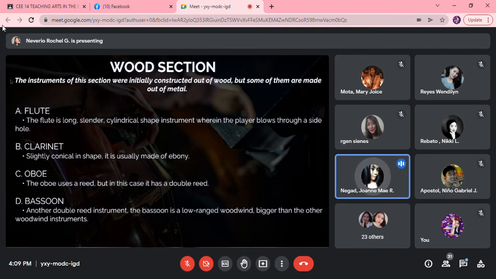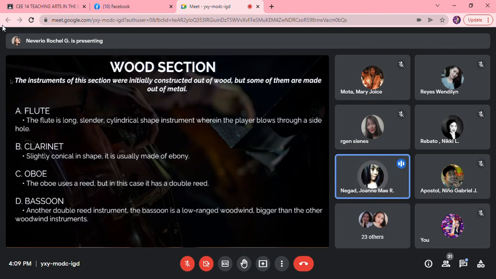So, the flute is a long, slender, cylindrical shaped instrument wherein the player blows through a side hole. So, marami naman sa atin alam at kilala na kung ano yung flute at nakita na kung ano siya. So, mostly, hinahawakan siya horizontally. Its timbre is usually gentle, light, and airy, but can stand out clearly when played in a higher register. So, yun nga, mostly nakikita ng flute sa mga banda.